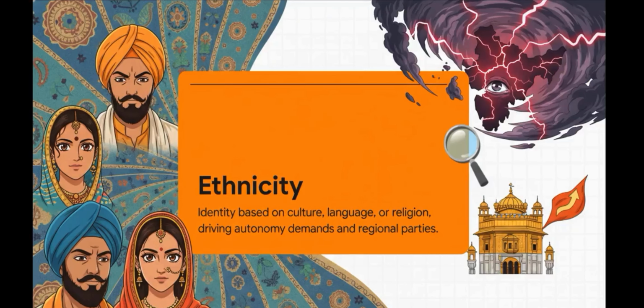Similarly, ethnicity, which is an identity strictly based on shared culture, language, or religion, plays a massive role in state politics. It leads directly to identity-based movements and sparks the creation of regional parties that actively demand autonomy. But we also have to acknowledge the darker, more turbulent side of this force. While it successfully mobilizes voters, it can also tragically fuel deep ethnic conflicts and severe instability, as we have heartbreakingly seen in places like Manipur.